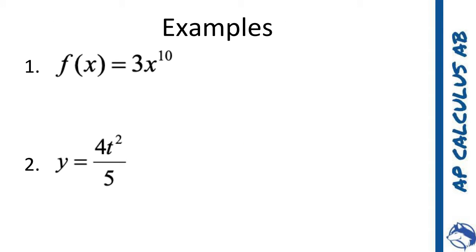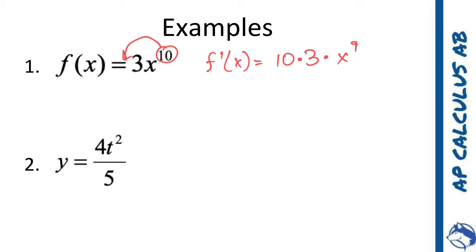So I'm going to go ahead and do these two examples here. What we're doing is basically taking this 10 out in front, and so f prime of x is equal to 10 times 3 times x to the 9th, is essentially what's happening here. So that 10 comes out in front.